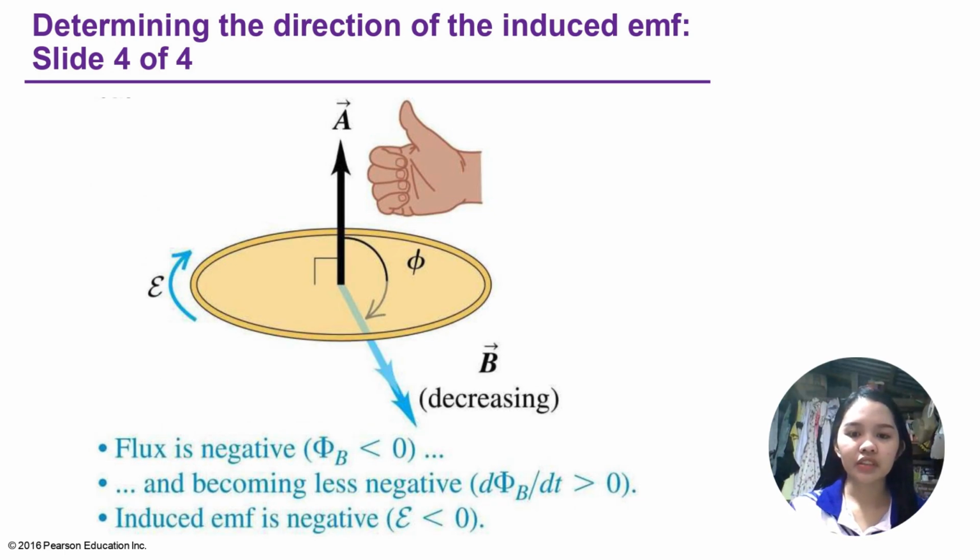Finally, if the magnetic field is in the opposite direction and decreasing, the flux is negative but becoming less negative. So consequently, the induced EMF is negative.